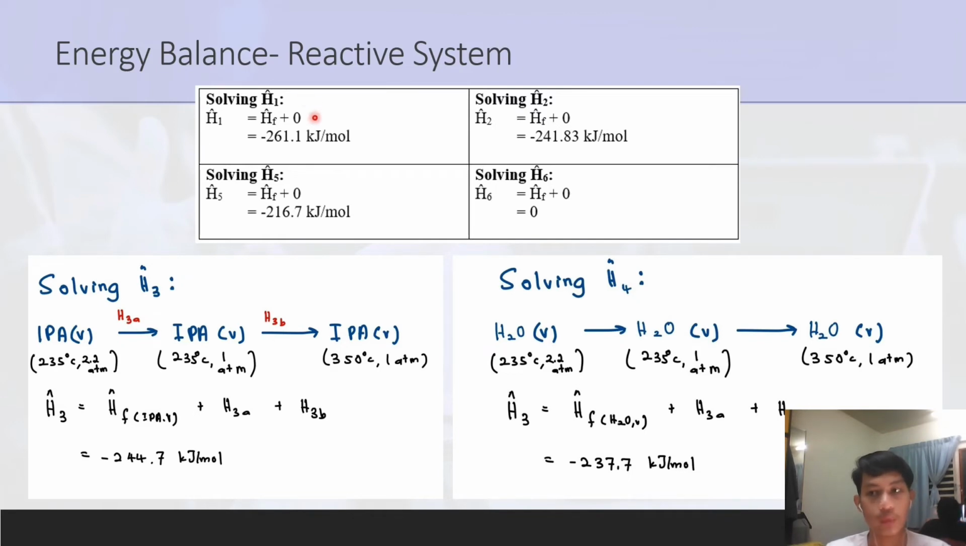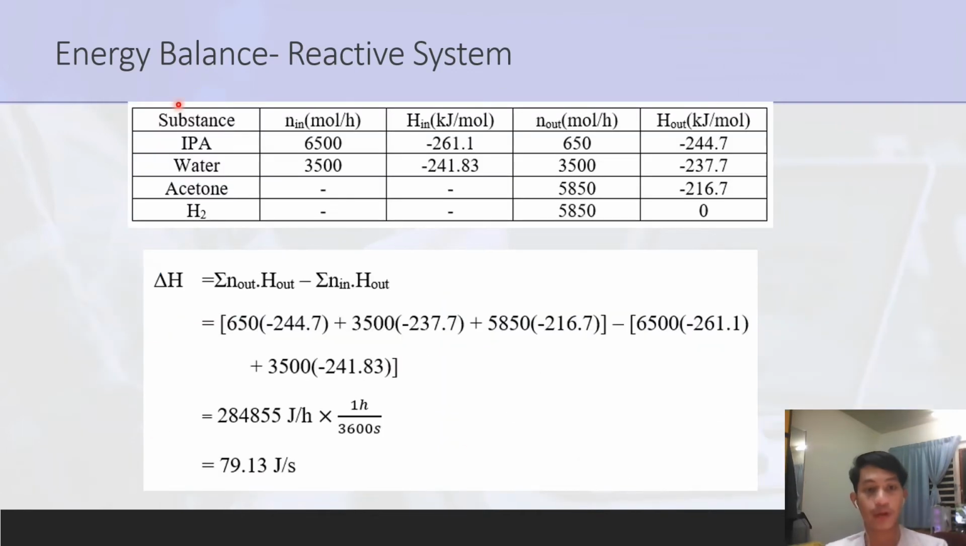Based on the reference state, we could say that the change of enthalpy is 0. However, in a reactive system, we need to add the heat of formation of each component. It is also applicable in solving H3 and H4. First, we need to find the change in enthalpy. Then, we need to add the heat of formation of the component. After that, by doing all the calculation, we could complete the inlet and outlet table.